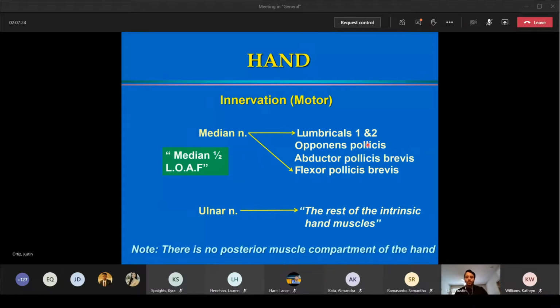This OAF right here is your thenar eminence. Thenar eminence means your thumb side. Hypothenar eminence is your pinky side. So your thenar eminence, which would be opponens pollicis, abductor pollicis brevis, and flexor pollicis brevis, will all be innervated by the median nerve. Pollicis, remember thumb, so these are all on the thumb. Pollicis, pollicis, pollicis. And the rest are going to be ulnar.